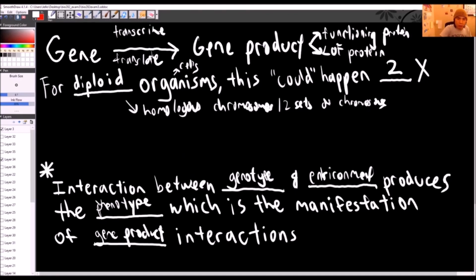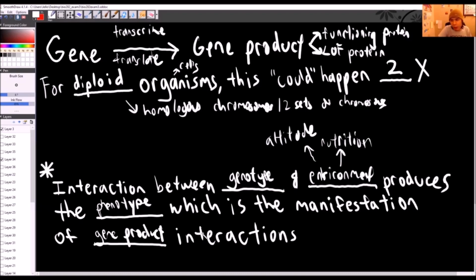Okay, so let's go back to over here. The interaction between genotype and environment. There are a lot of different things in play that can determine genotype expression. It could be nutrition, even altitude, a bunch of different things that can influence whether or not our genotype is actually expressed. And that produces the phenotype, and that phenotype is the result of the gene product interactions.